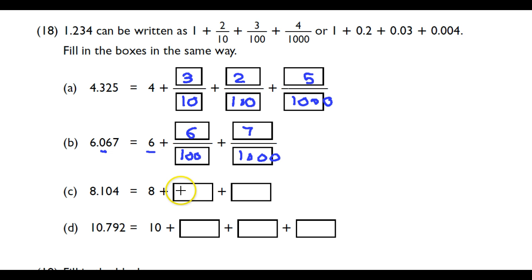Next, 8.104. There's something in the tenths, so it's 0.1. Nothing in the hundredths, but something in the thousandths, 0.004. Then 10.792. The 7 is 0.7. The 9 is 0.09. And the last one is 0.002.